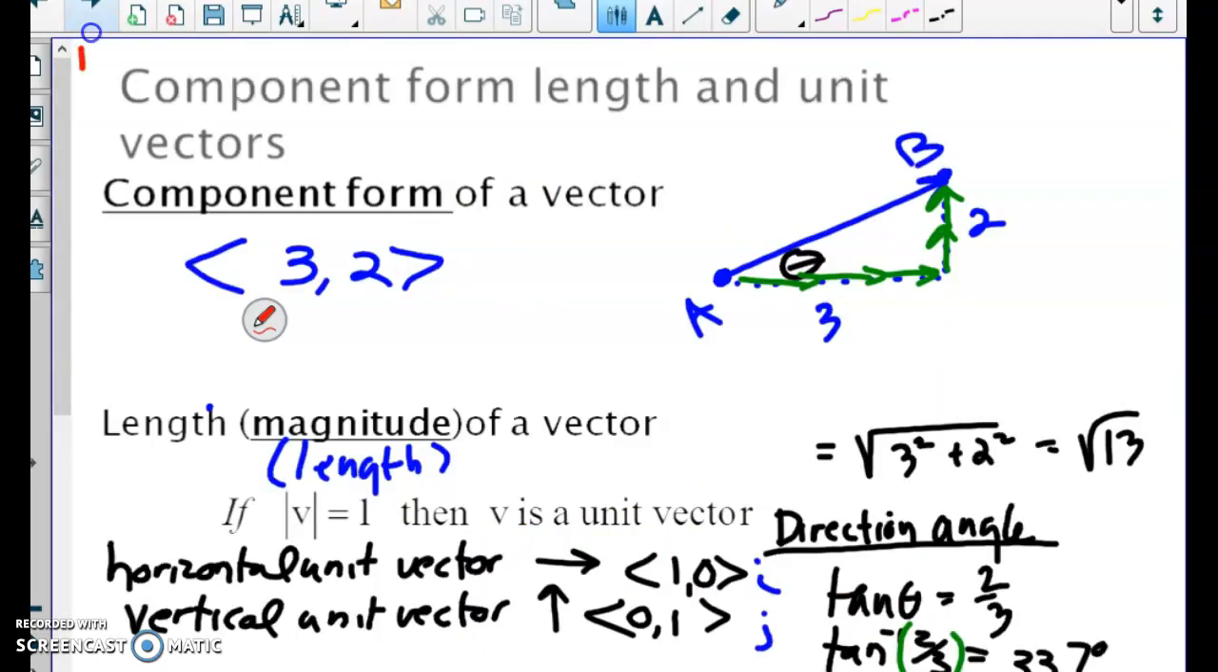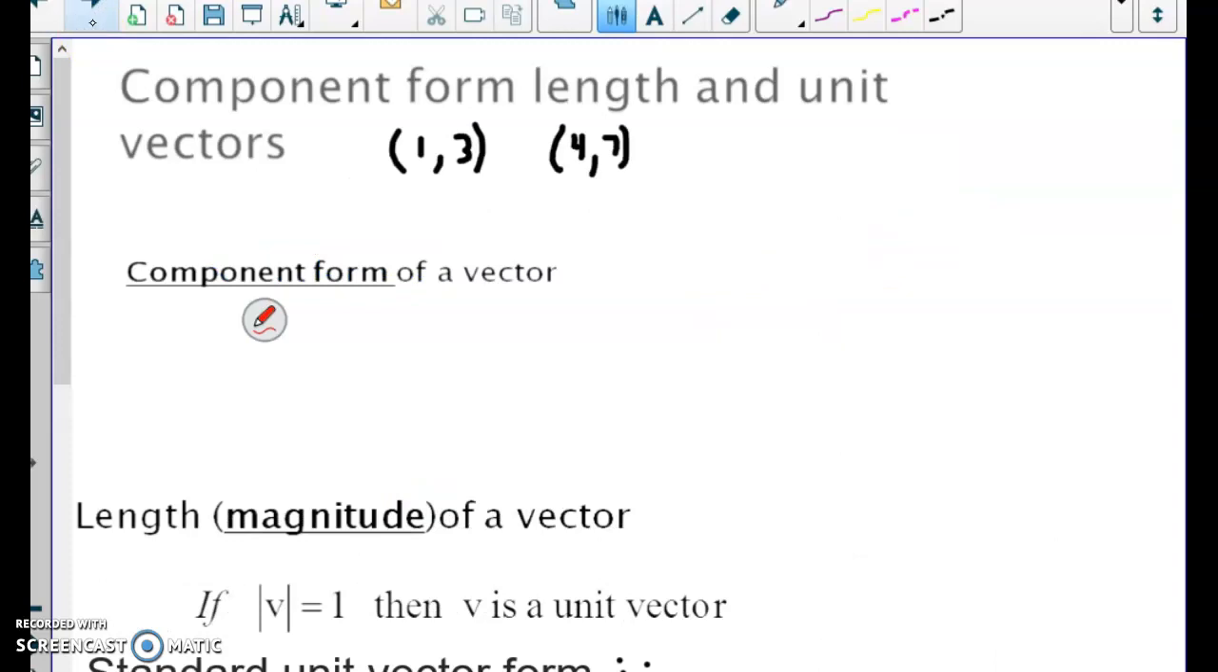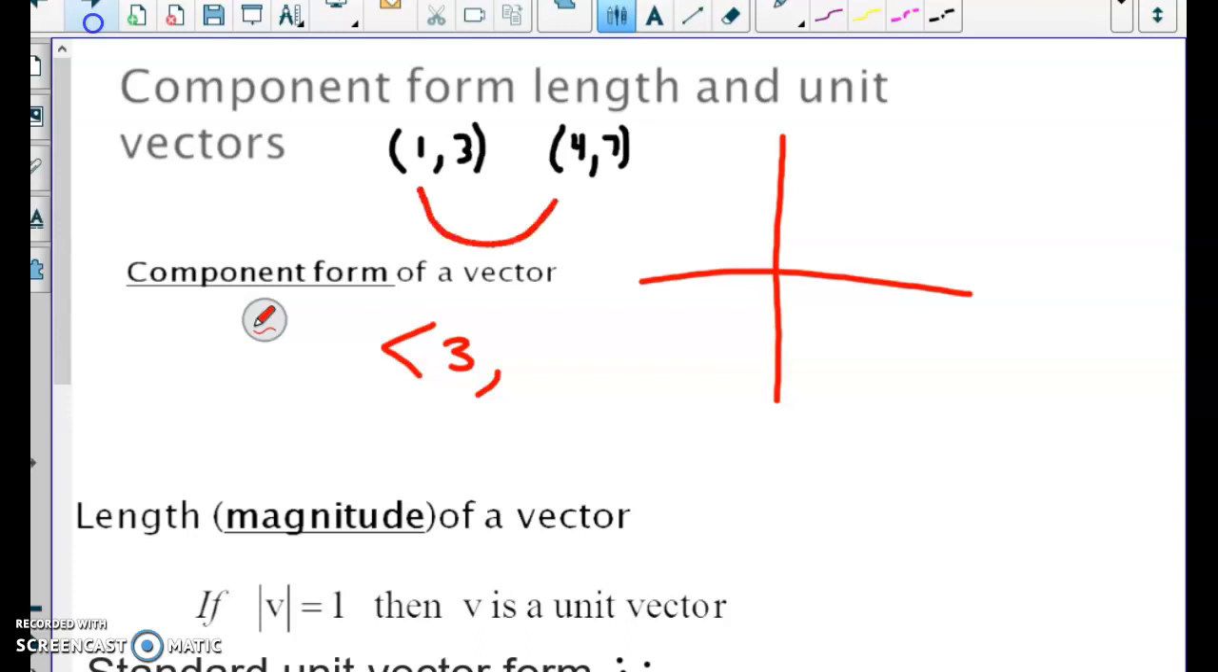Did all that. Notice I started here with a couple points, and I want to find the vector, the length, and the component form of that vector. So what I'm going to do there is count how far I'm moving in the X direction, how far I'm moving in the Y direction. That would give me the component form of that. I notice that I'm moving 3 in the positive X direction, going from 1 to 4, and I'm going up 4 in the Y direction.